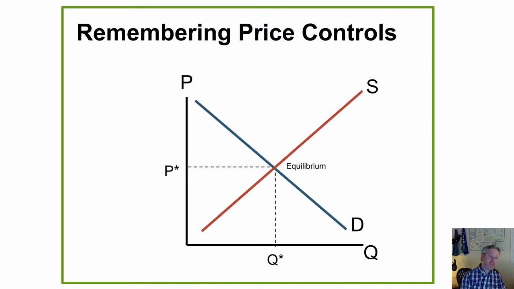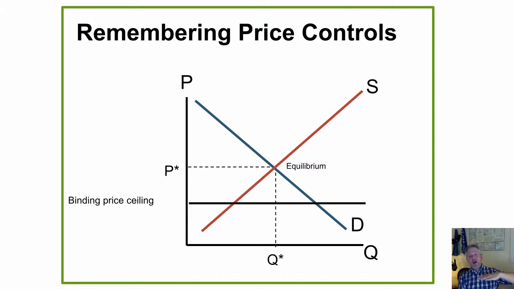This is just to sum up some of the things we've done in the chapter, how to remember what's a price floor and what's a price ceiling. All right. So if the equilibrium price is P star, equilibrium quantity is Q star, then a mandated price that is below the equilibrium would be a price ceiling. You're not allowing the price to go to the equilibrium. You're saying this is the maximum price we will allow. That is a binding price ceiling.